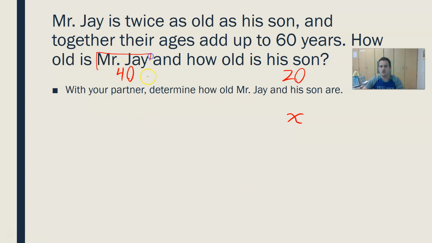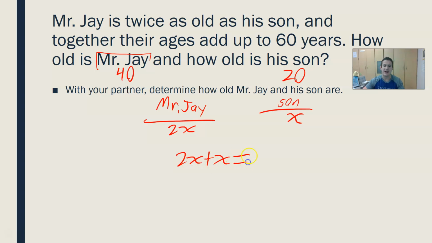And I know that Mr. J, so if this is the son, I know that Mr. J is twice that age, or double that. 2 times x is 2x. Okay? Then when I add both of their ages together, it has to add up to 60 years. They have to total up to 60 years. Well, this, 2x plus x equals 60, is an equation that I can solve.